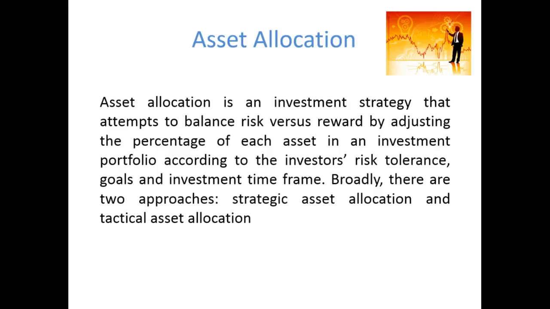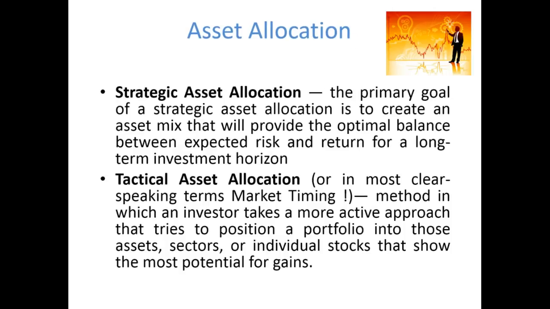For example, it's the question of what proportion of your wealth to invest in property, what proportion to invest in equities, what proportion to invest in bonds, and so forth. When making the asset allocation decision, an investor will consider their own personal characteristics such as risk tolerance, goals, and investment timeframe. There are two different approaches to asset allocation: strategic asset allocation and tactical asset allocation.